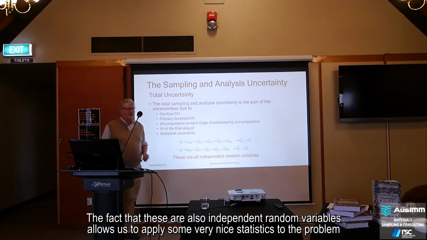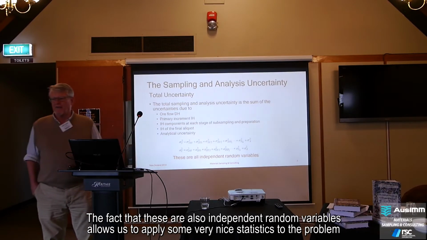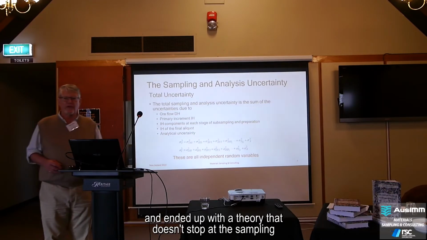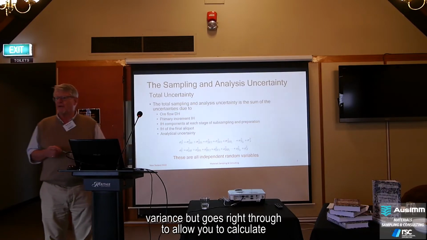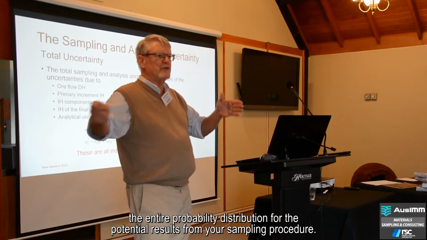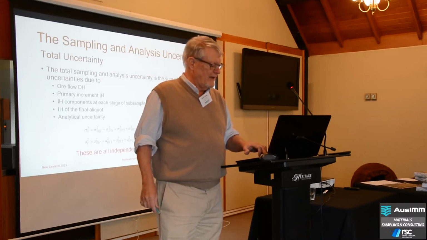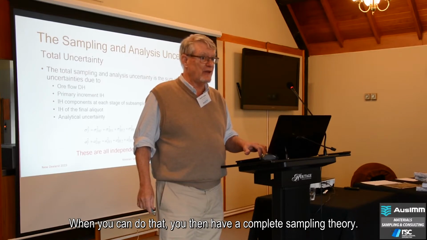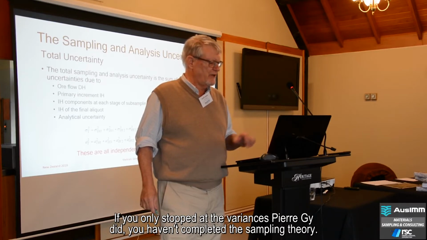The fact that these are also independent random variables allows us to apply some very nice statistics to the problem and end up with a theory that doesn't stop at the sampling variance, but goes right through to allowing you to calculate the entire probability distribution for the potential results from your sampling procedure. When you can do that, you then have a complete sampling theory. If you only stop at the variance as Pierre Gy did, you haven't completed the sampling theory.